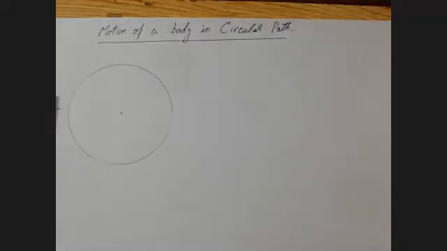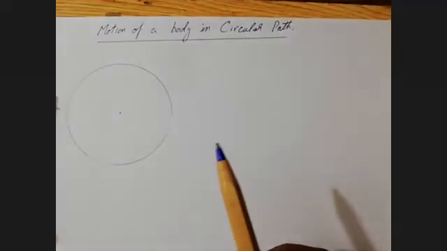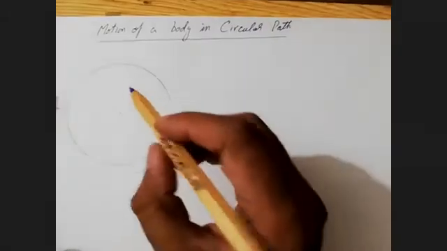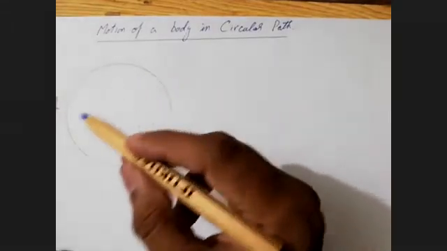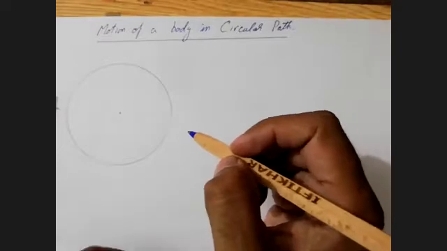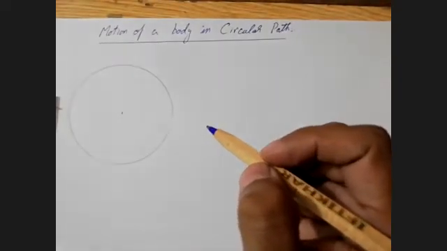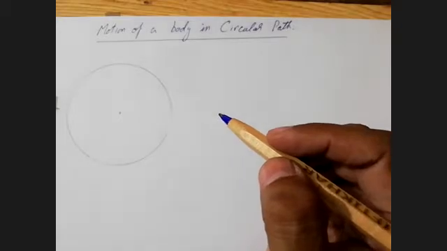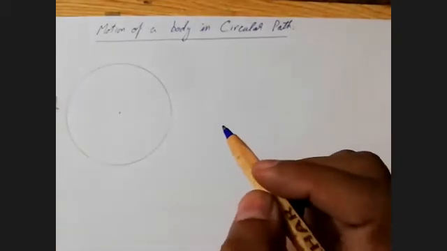Now, if a body is moving in a circular path, this motion is under the action of certain forces. For example, the planets are moving around the sun in a circular path. In the same way, the moon is also moving around the earth in a circular path. Electrons are also moving around a nucleus in a circular path.